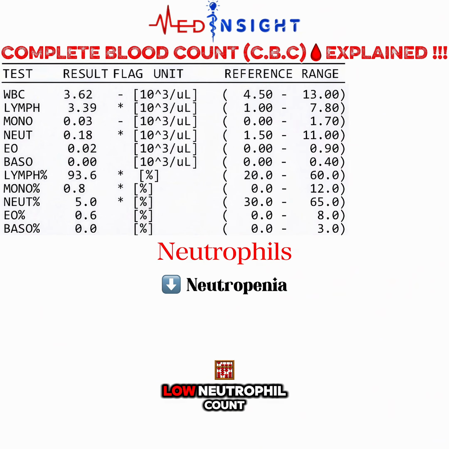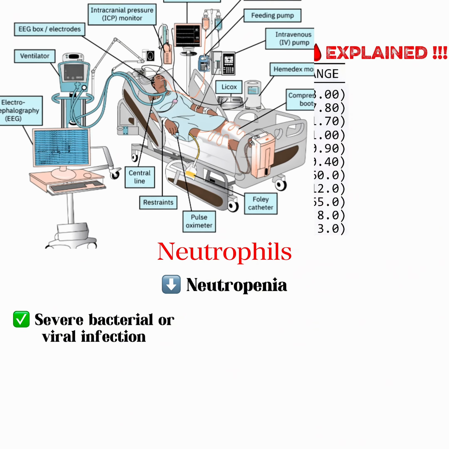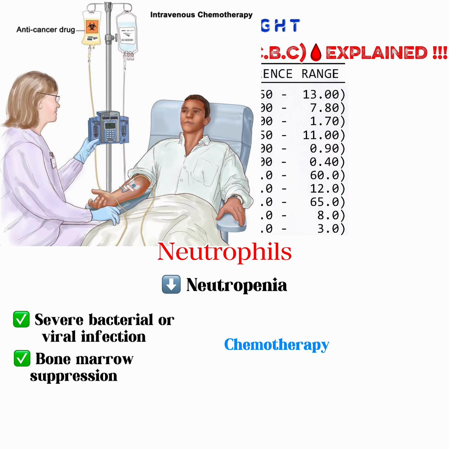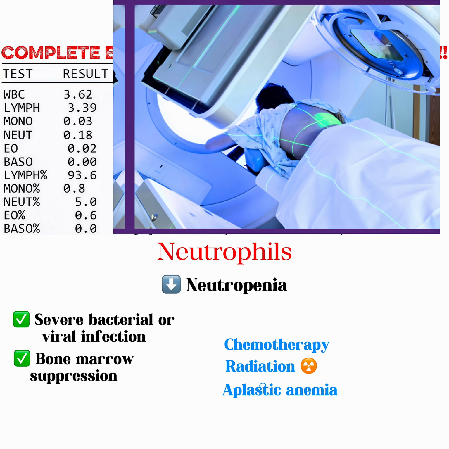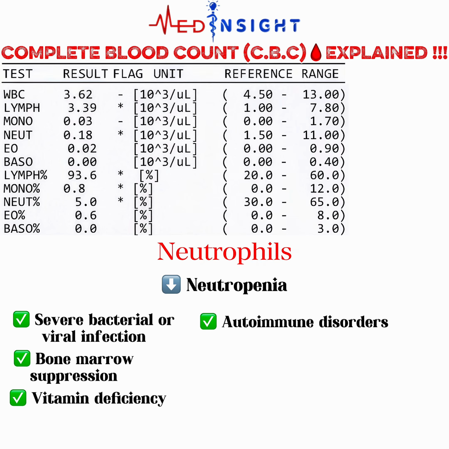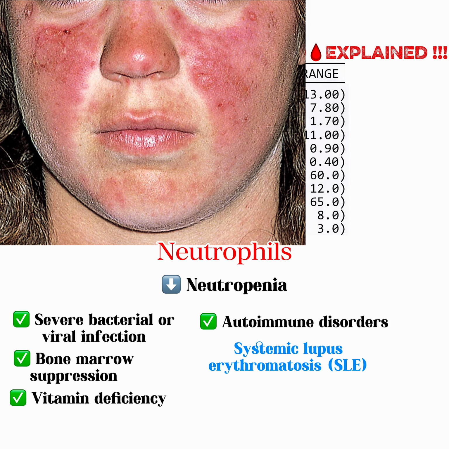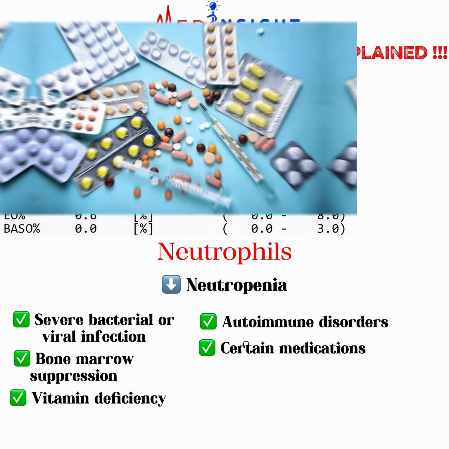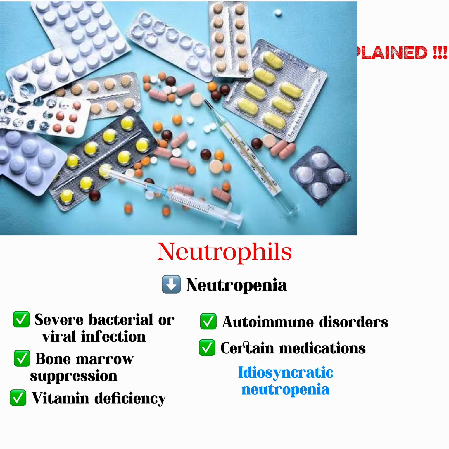Neutropenia, that is low neutrophil count, may suggest overwhelming infection from bacteria or virus, bone marrow suppression due to chemotherapy, radiation, aplastic anemia, or infiltration by cancers, vitamin deficiencies, autoimmune destruction from conditions like systemic lupus erythematosus. Certain medications can cause idiosyncratic neutropenia.